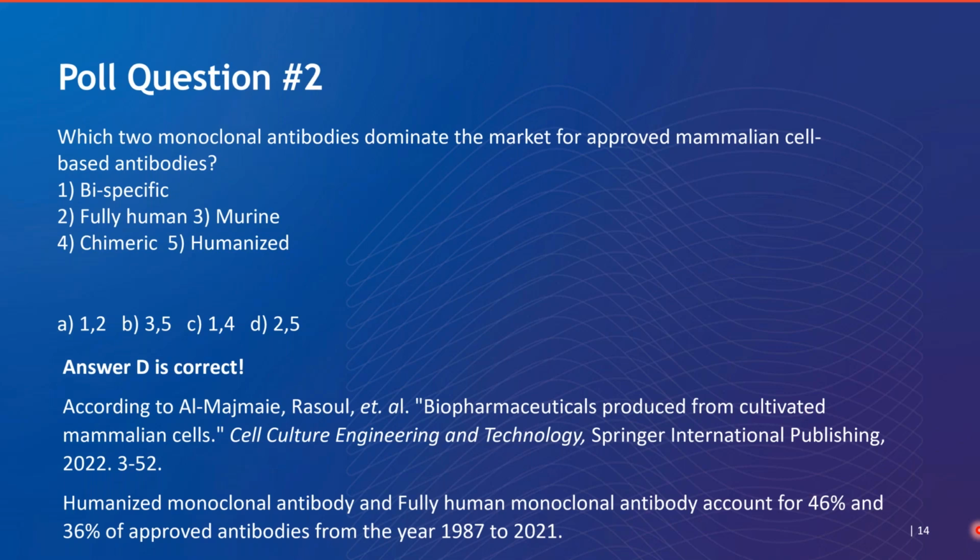Yes. So basically, according to this reference, humanized monoclonal antibody and fully human monoclonal antibody account for 46% and 36% of approved antibodies from the year 1987 to the year 2021. Wow. Great job. Okay, back to you. Perfect. Thank you, Sonia, for your wonderful support.